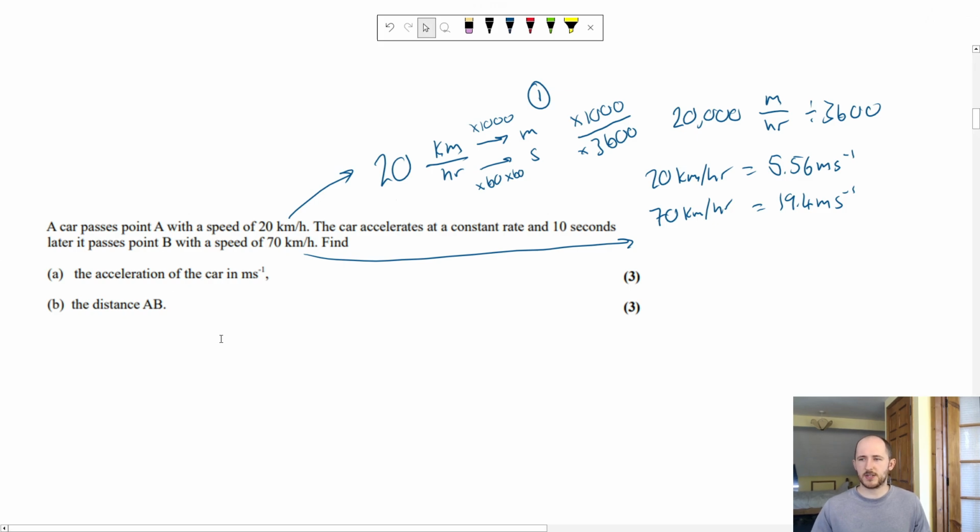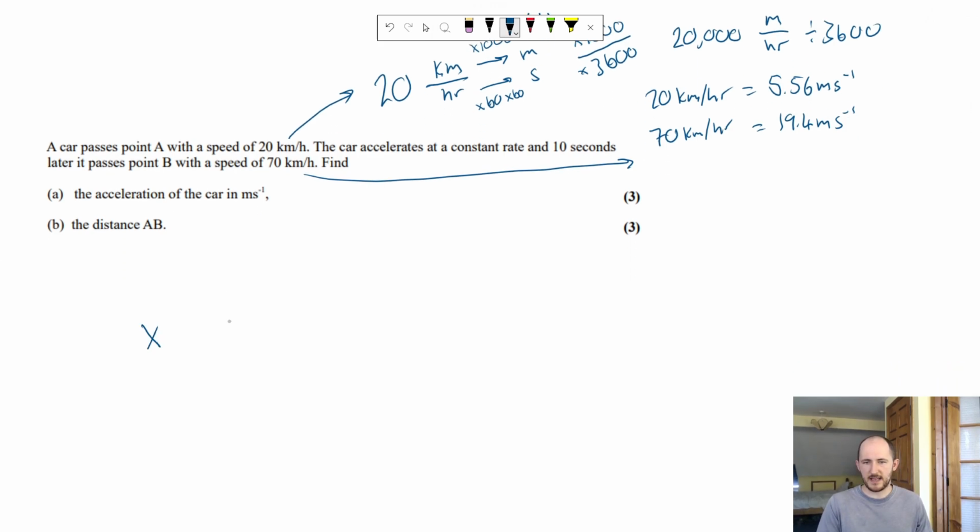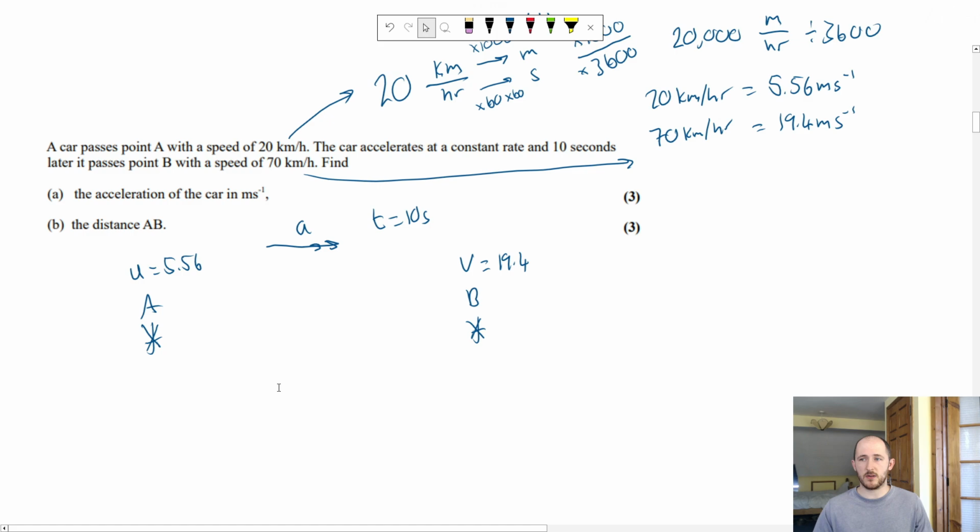Now let's draw the situation out. So we have a point A here, and we have a point B here. The speed at this point here is 5.56 meters per second. And the speed at this point here is 19.4. Now the acceleration is a constant, and it's going to be going to the right because it speeds up as it goes to the right. The time is also 10 seconds. And we don't know the distance and we don't know the acceleration, but we actually have everything we need to know. How do I know this?